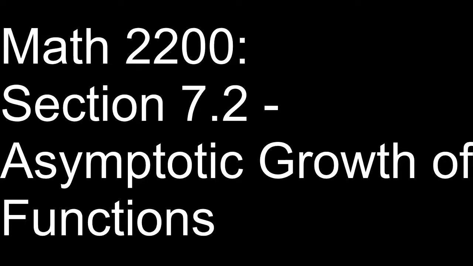It's Professor Wenson here again with a video on your ZyBooks Section 7.2 titled Asymptotic Growth of Functions. In this section we're going to compare how two types of functions grow, the rates at which they grow in relation to one another, as the value of the input increases. How fast or how slow does one type of function grow when compared to another type of function?